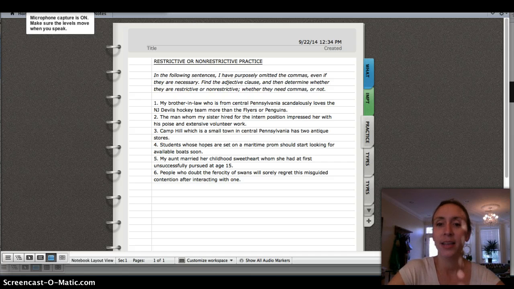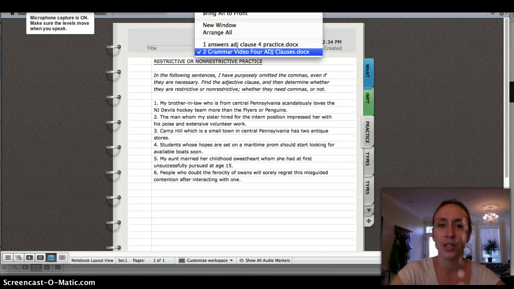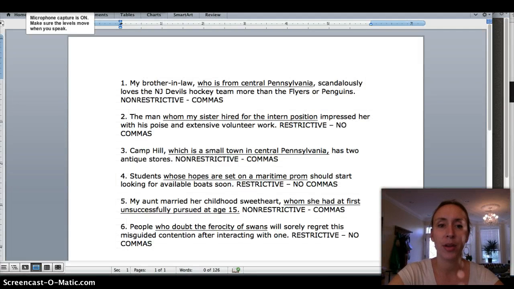And welcome back. Here are the answers. My brother-in-law, who is from Central Pennsylvania, scandalously loves the New Jersey Devils hockey team more than the Flyers or Penguins. This is a non-restrictive, unnecessary piece of information. It's just thrown in there. He's from Central Pennsylvania. I just feel like mentioning that.